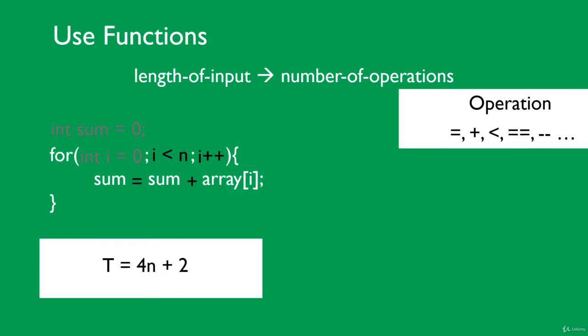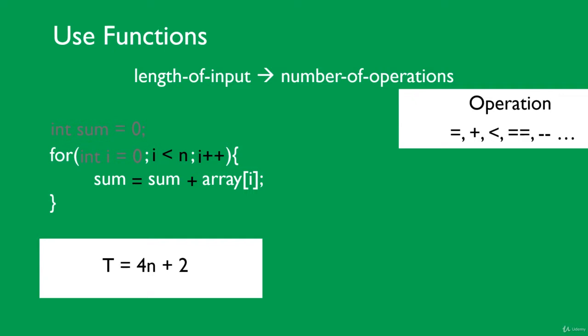Plus 2 because we have 2 assignment operations, one here and a second here, and these are happening only once, no matter what the length of input is. And then there are these 4 instructions, and these are happening n times each. So if the input length is 10, we get 42. If the input length is 100, we get 402. Because the overall time complexity is 4n plus 2.